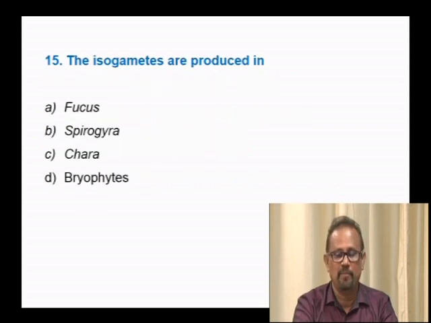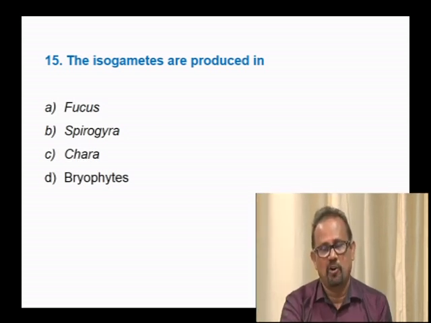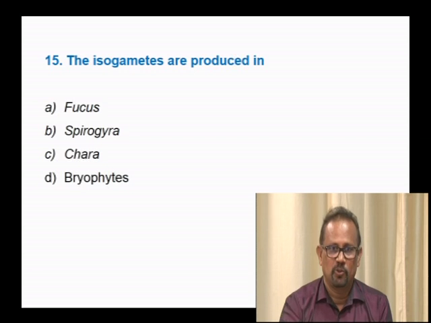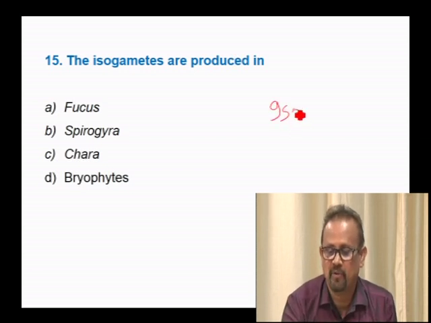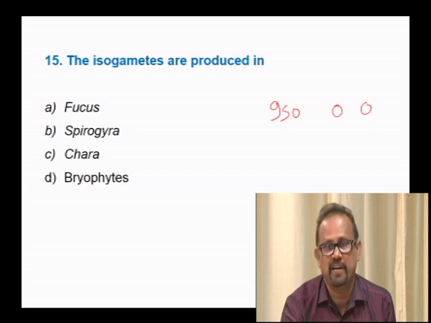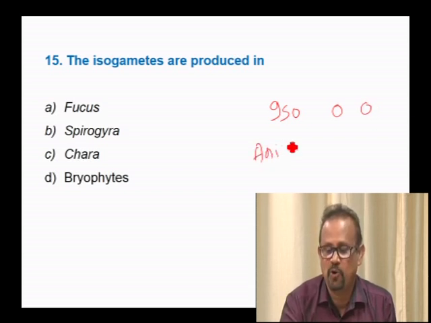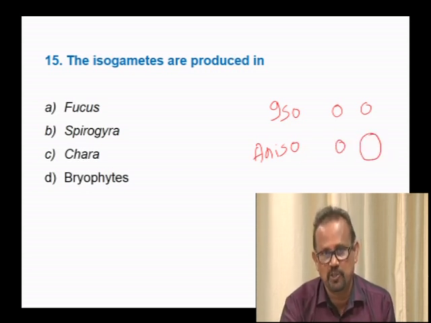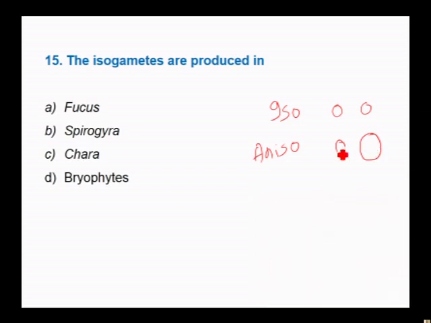Next slide. The isogametes are produced in... Isogametes are also called homogametes, where sperm and the egg look alike. They are similar. So the gametes can be classified into isogametes, where sperm and the egg cannot be differentiated. They can be classified into anisogametes, where sperm is smaller, egg is larger. In their shape, both are spherical, both are immotile, but the egg is larger, sperm is small. Oogametes, in oogametes, they are totally different. The sperm is active, egg is inactive, sperm is motile, egg is immotile.